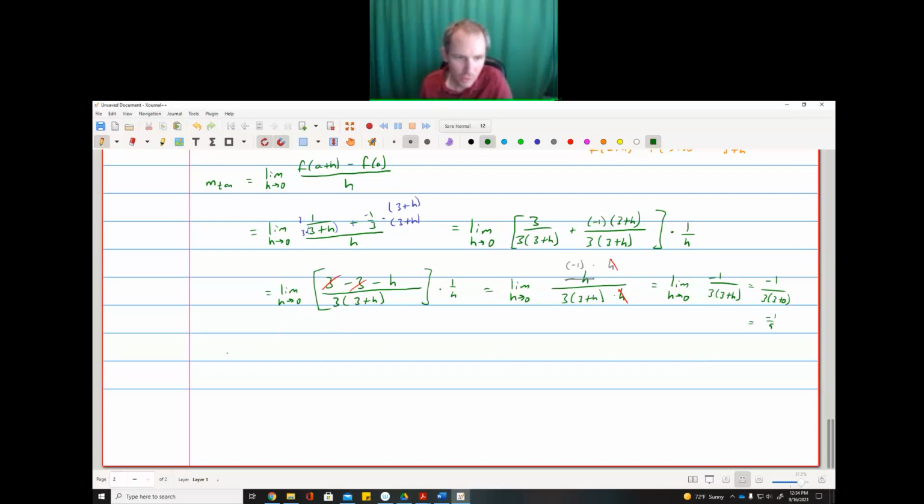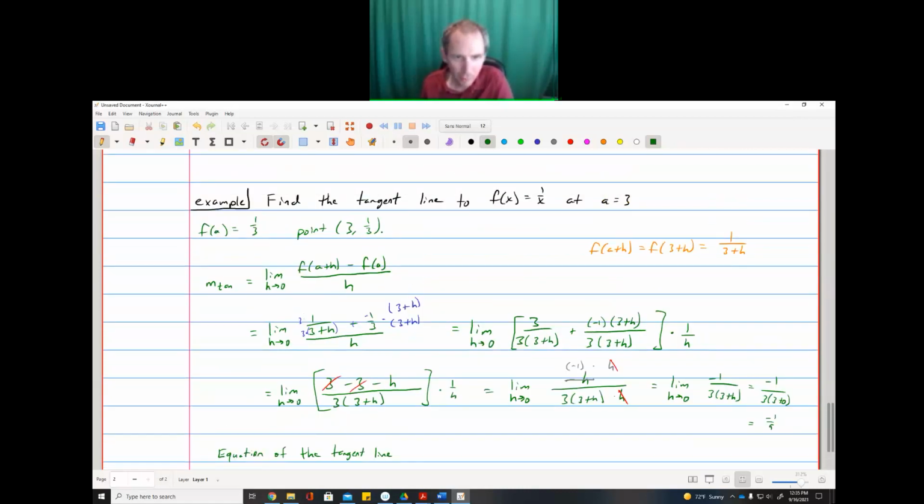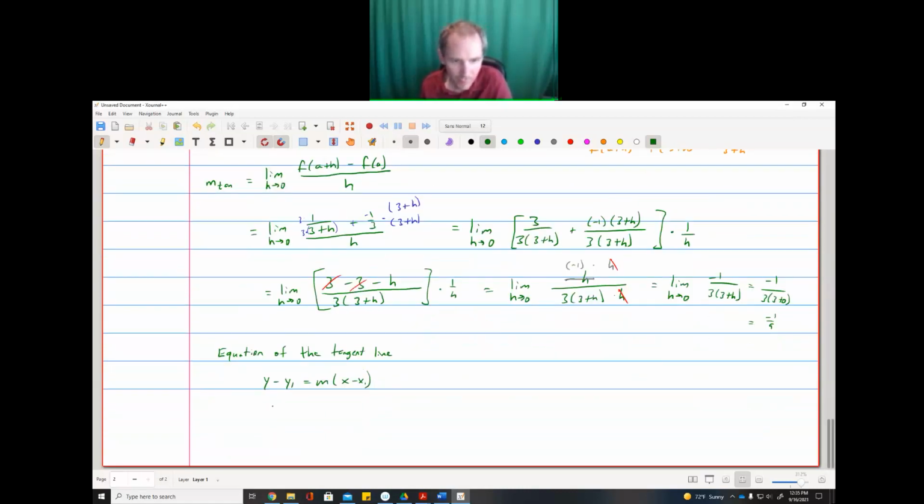Okay. So then if I want to create the equation of the tangent line, y minus y1 equals m times x minus x1. We go back and remember our point was 3 comma 1/3. So y minus 1/3. Our slope is negative 1/9. We have x minus 3. Okay, and then from here we just do a little bit of algebra to simplify.